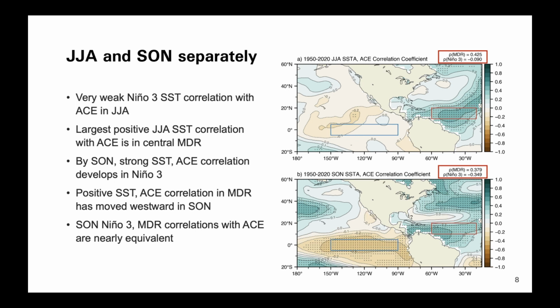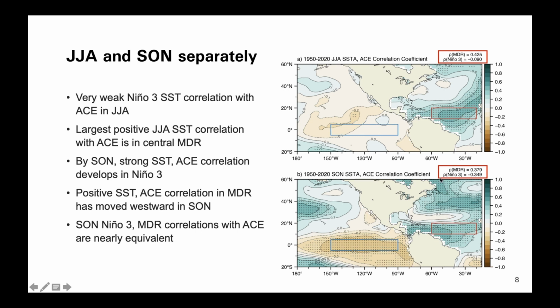In SON, however, Niño 3 recovers and sees this broad, strong negative correlation emerge. And in the MDR, the strongest region of positive correlation is still in the region, but has shifted west a little to the Southern Caribbean. And this is consistent with a sort of developing Atlantic warm pool pattern.